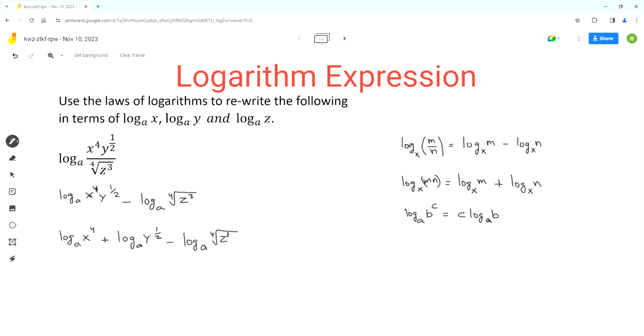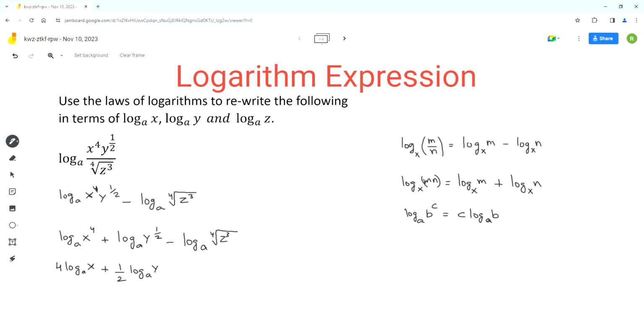So the exponent c becomes the coefficient of this log term. So if we use this power law for this expression, for the first term, we can move the 4 from the exponent to the coefficient. So the first term becomes 4 log x to the base a. Now we can do the same thing for the y term. So the exponent half becomes the coefficient, so it becomes half log of y base a.